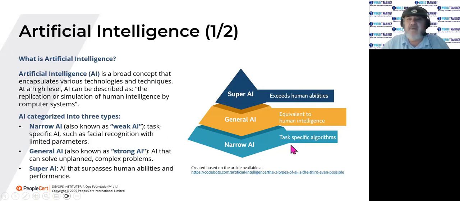So narrow AI, at the bottom of the image here, is also known as weak AI. It's very task specific, such as facial recognition with very limited parameters. It's more about pattern recognition. Not general AI, which is more of a strong AI, can solve unplanned and complex problems. So it's somewhat equivalent to human intelligence, at least in some aspects. And then super AI is AI that encompasses and surpasses human abilities and performance.